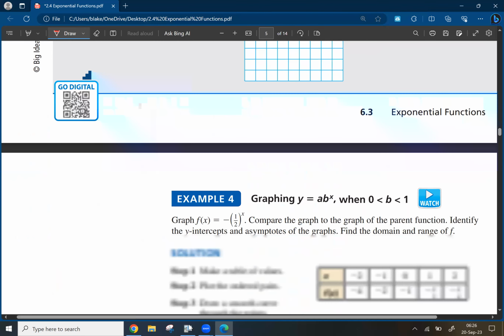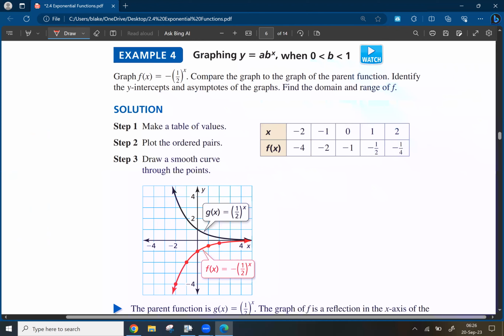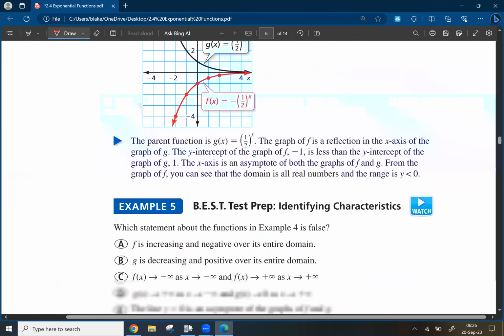Let's see what else we have to do still. There's still a few more things. I want to talk about something if it's not mentioned here.